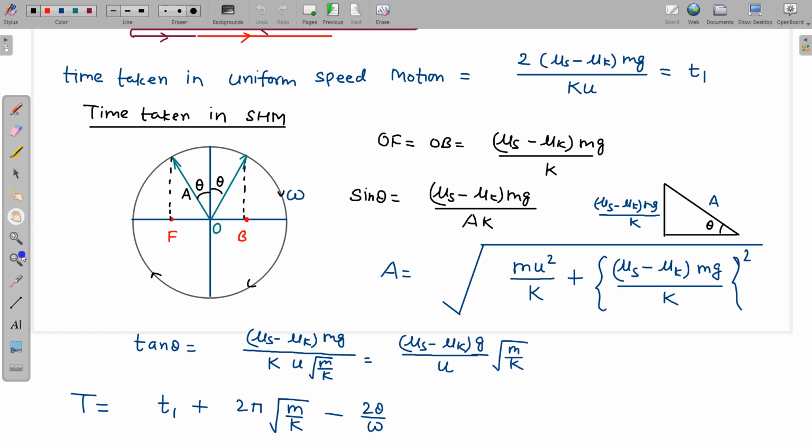So what is the time period? The time period is simply that t1 with the uniform speed from F to B, and from the complete motion I will subtract this time. The complete motion will take 2 pi times root m by k, and the angular displacement 2 theta divided by the angular velocity omega, where omega is simply root k by m. Theta you can put in terms of sine inverse or tan inverse, whichever you like. The answer given in the book is in terms of tan inverse. So this is the time period of this motion.